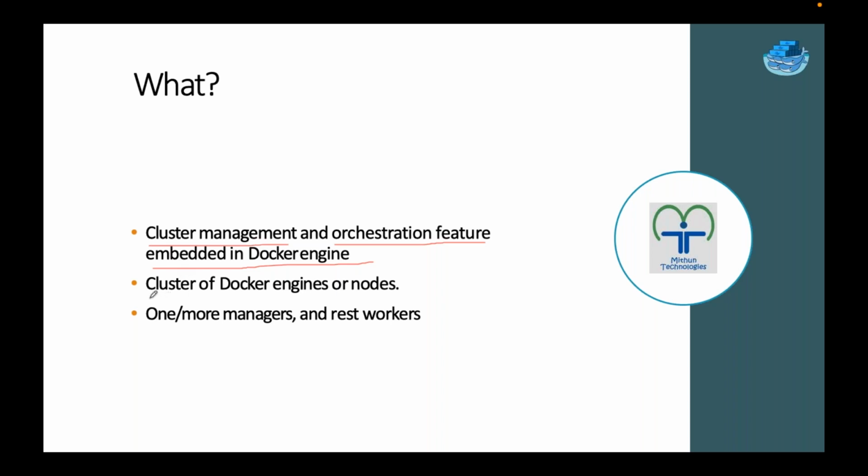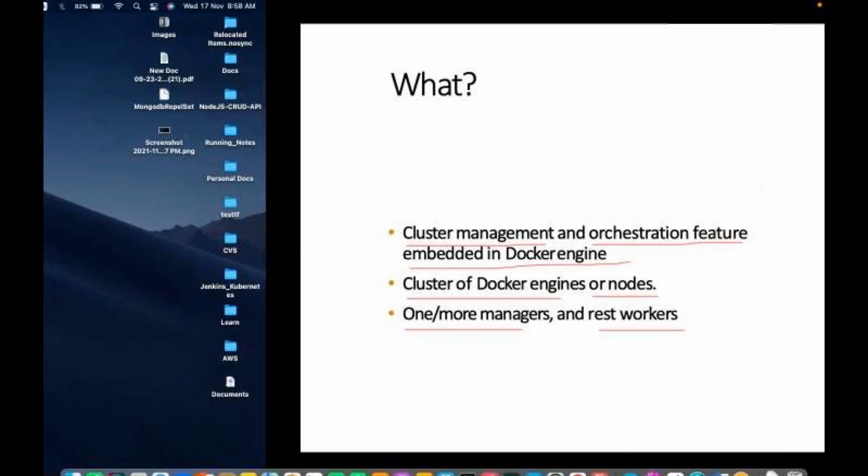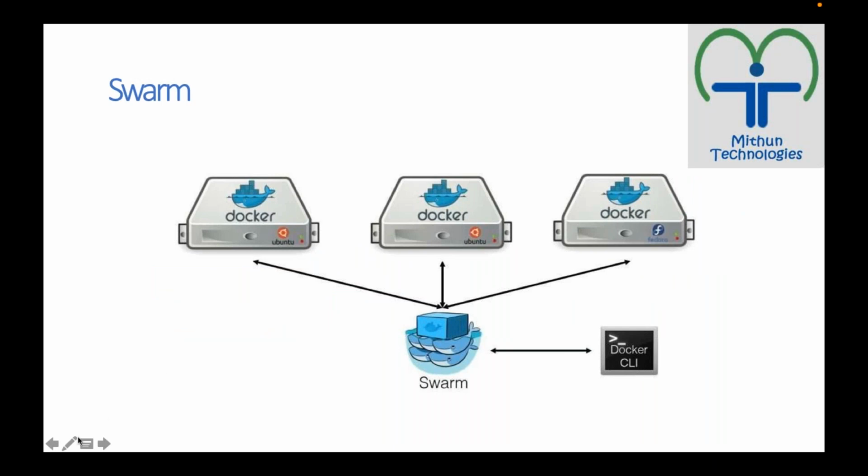So Docker Swarm is a cluster of Docker engines, Docker nodes. We call them Docker engines, Docker nodes. We will have managers, and we will have workers. We can have one manager or more managers. In real time, we will have multiple managers. What is the problem if I have only one manager for that cluster?